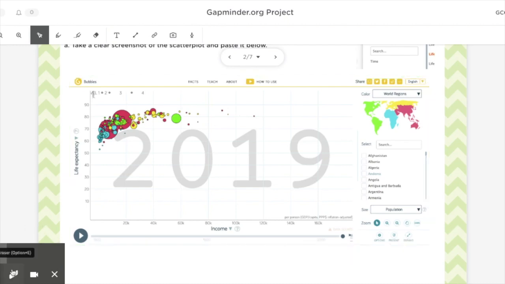Hi, Ms. Likeness. Today I'm going to talk to you about this graph. So, this graph is comparing income to life expectancy.